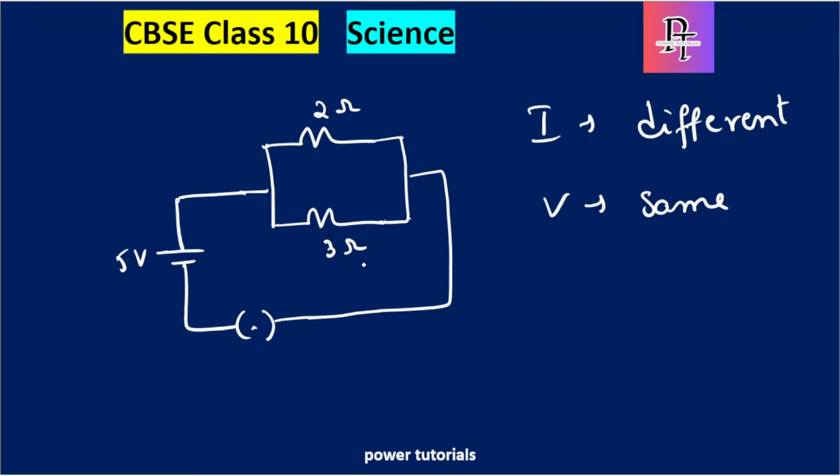Okay, so let's find out how to find the effective resistance of a parallel connection. The formula is simple: 1 by R effective is equal to 1 by R1 plus 1 by R2. Whereas in series connection I had told you that R effective is equal to R1 plus R2. In parallel you have to keep it as 1 by R effective is equal to 1 by R1 plus 1 by R2.